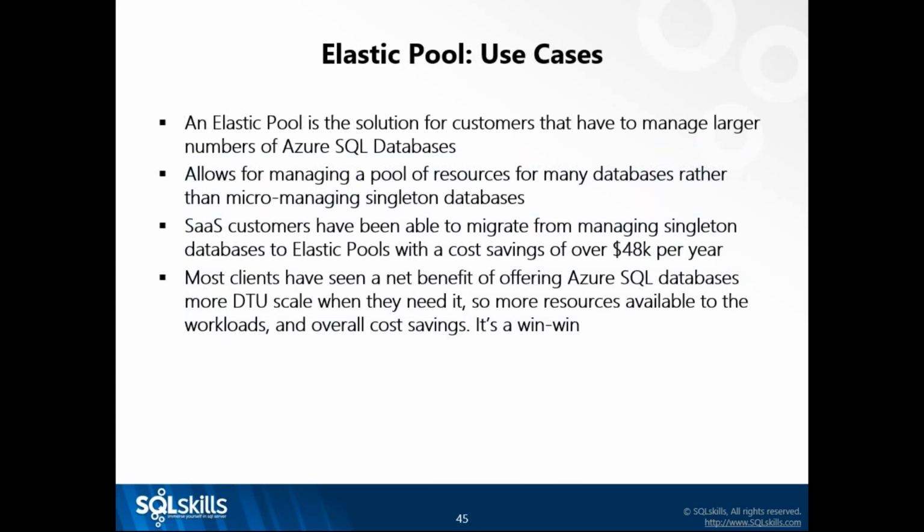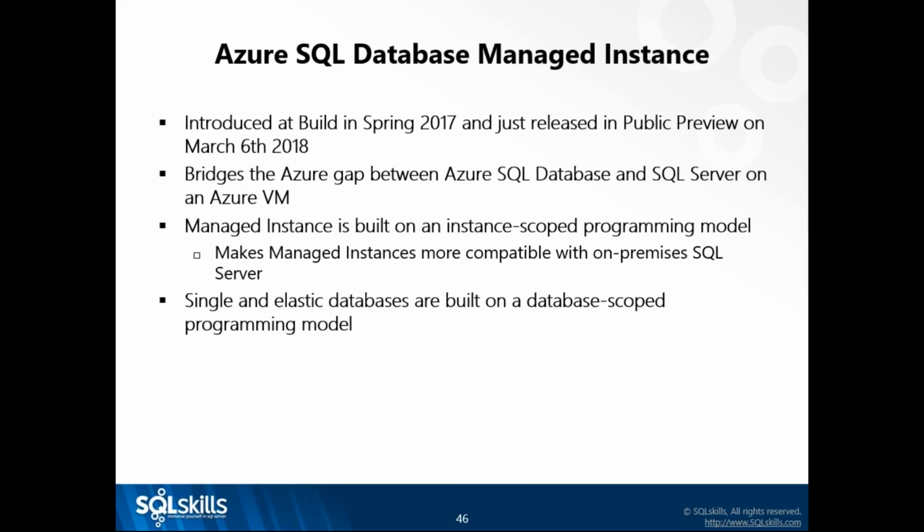All right, so that got into the use cases. For the elastic pool, customers that have to manage a larger number of databases, this is kind of the place to be because you don't have to micromanage. And like I mentioned, one customer, a SaaS customer, was able to migrate from singleton databases to a pool, saving $48,000 a year. So really cool benefit. So where did managed instance come in?